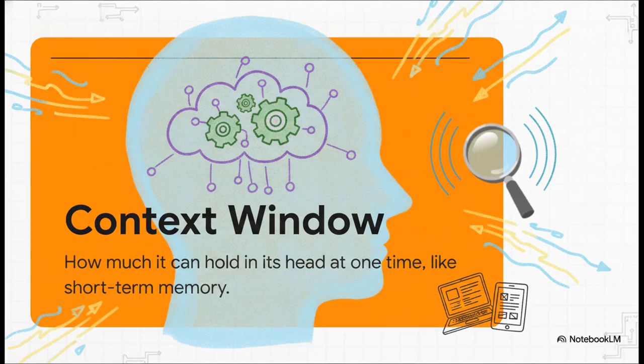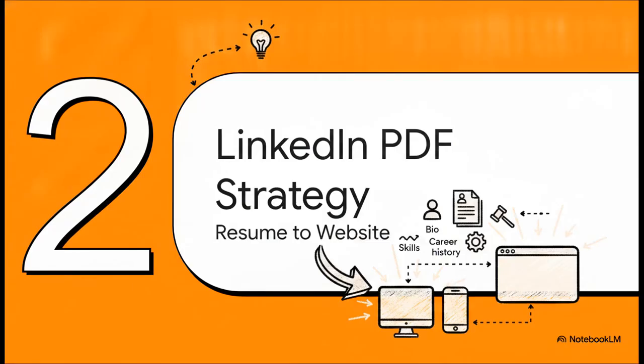Just to give you an idea, the GLM 5.2 model inside Zcode has a massive 1 million context window. That means it can remember a vast amount of instructions and code all at once. All right, vocabulary out of the way, you are fully prepared to start building. Moving right along to Section 2, the LinkedIn PDF strategy.